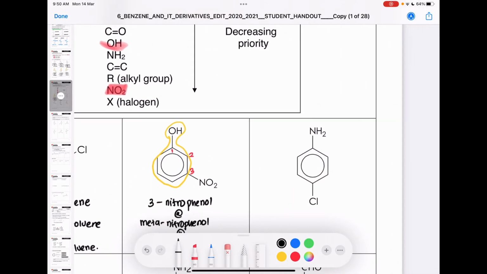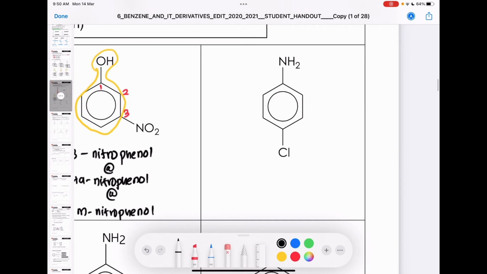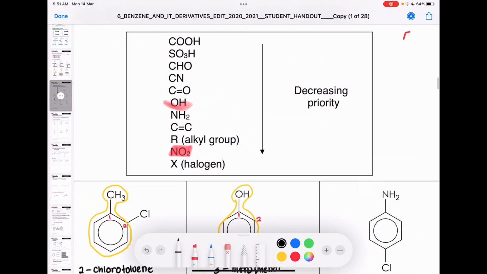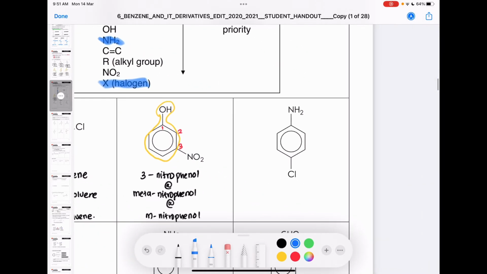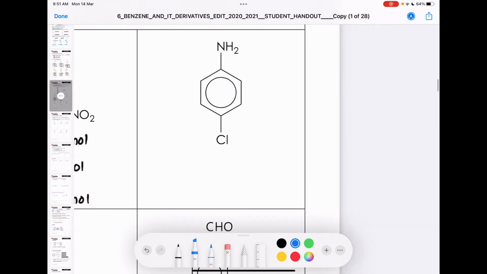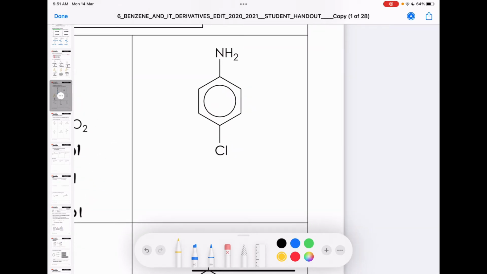Okay, and lastly we have this one, NH2 and Cl. So let's see. Okay, we have NH2 here and Cl as your halogen. So therefore NH2 will be taken as priority to be together with the parent chain. So this is it. So this one will be carbon number 1, 2, 3, and this one will be carbon number 4.